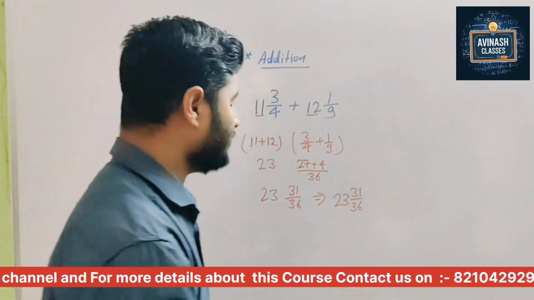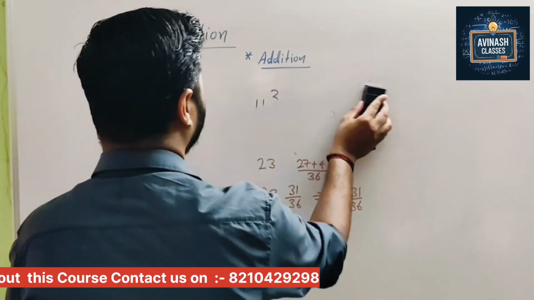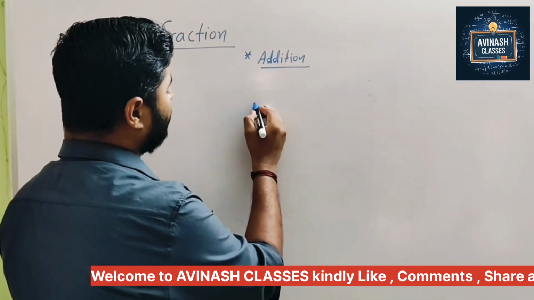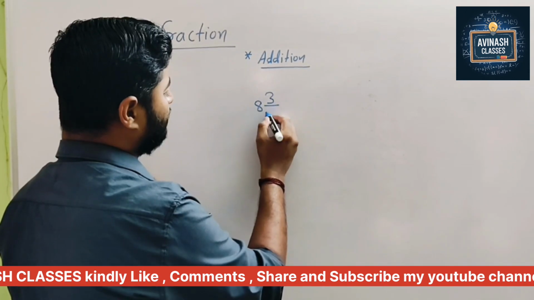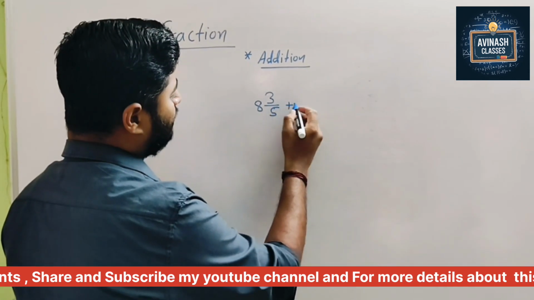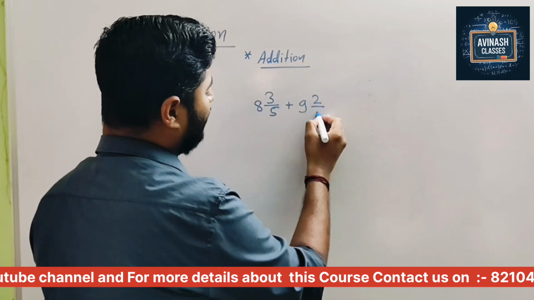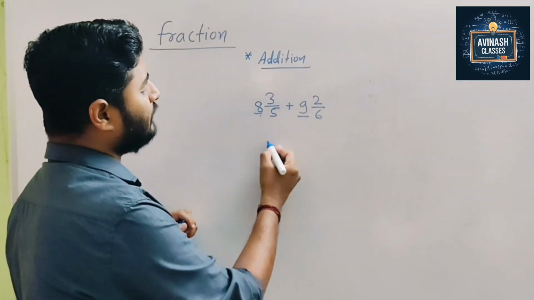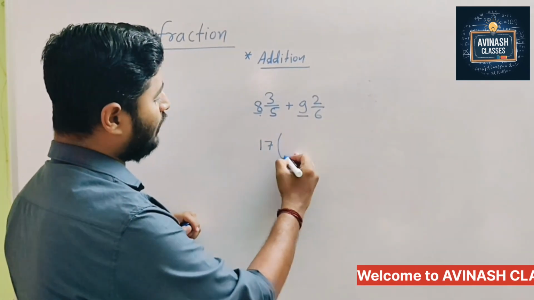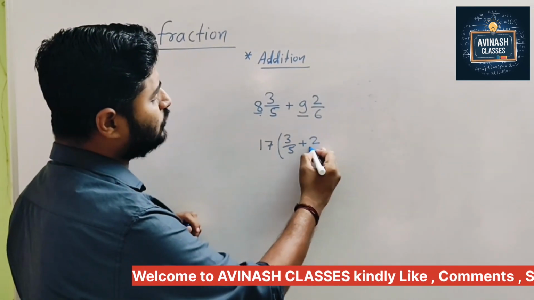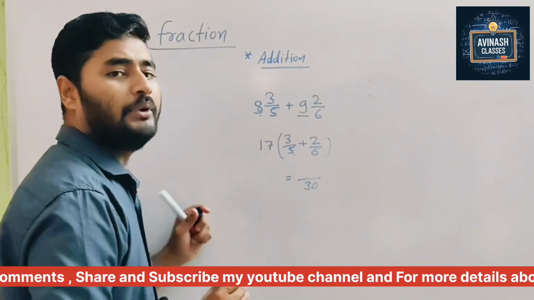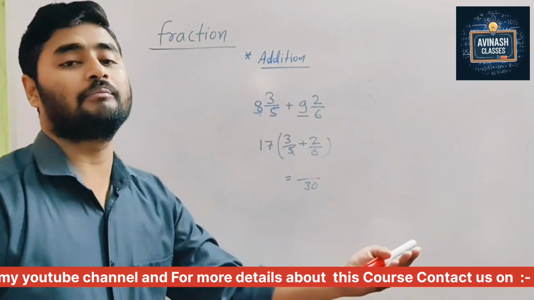Okay, so you have to practice a few questions to understand better. But before that, one more question I am going to explain. Here you take any number, like I am taking 8 3 by 5 plus 9 2 by 6. Okay, so your first step, we have to add the whole numbers. So 8 plus 9, that is going to be 17. Now here we add 3 by 5 plus 2 by 6. Now here the LCM is what? 30.